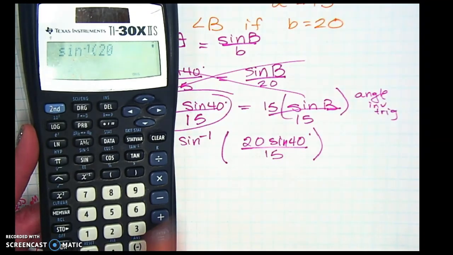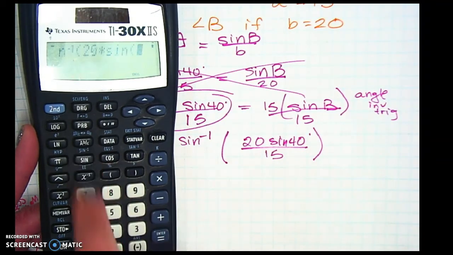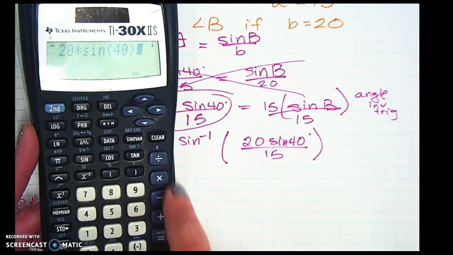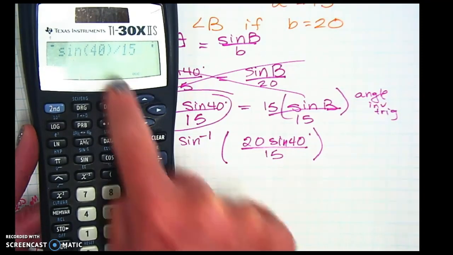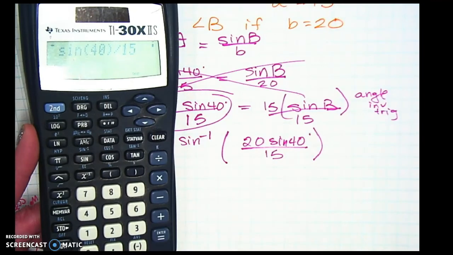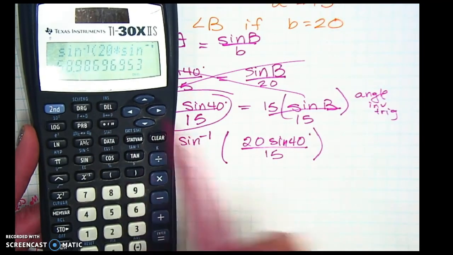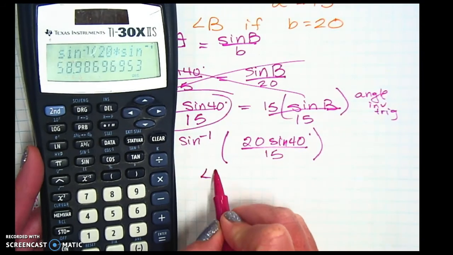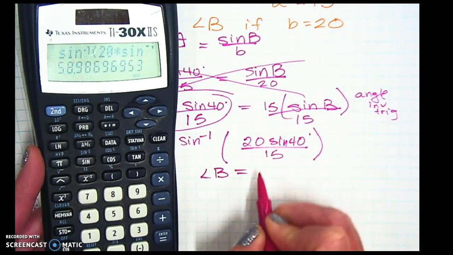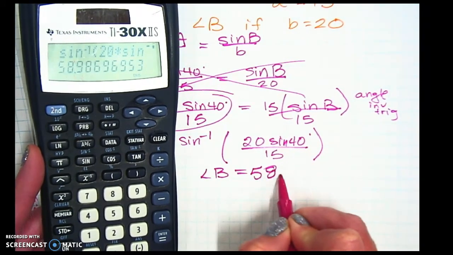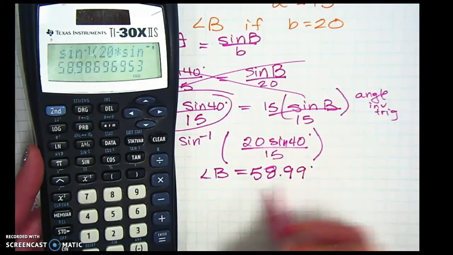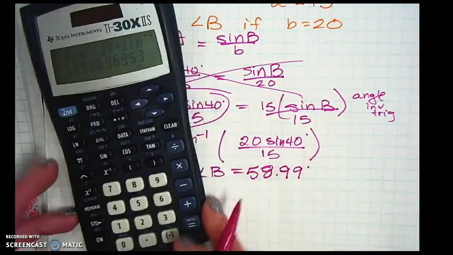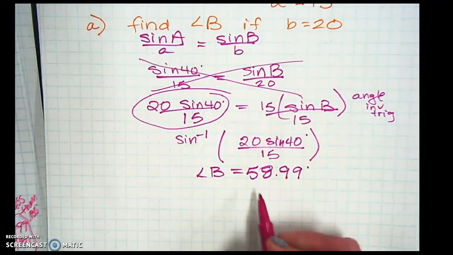You're going to go 20 times the sine of 40. Divide that by 15. I think I need to hit equals. And angle B is 58.98, but there's a 6 next to it, so 99. So let's round that to 59 degrees.